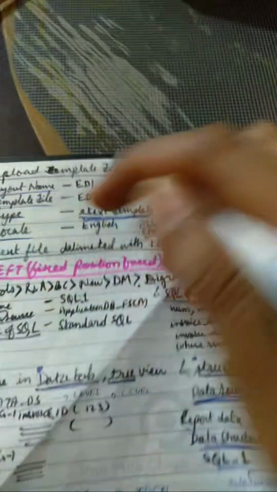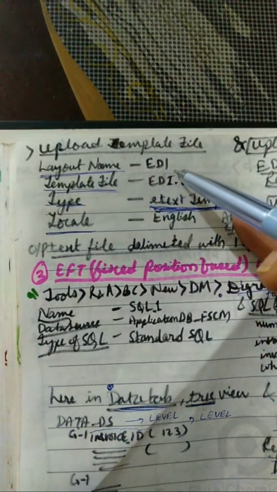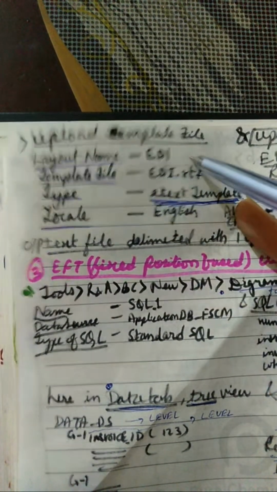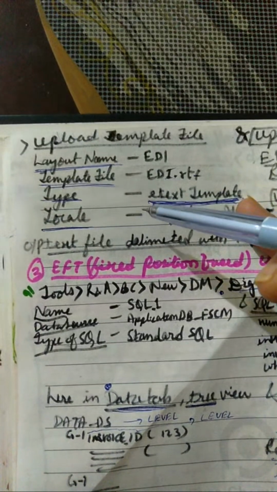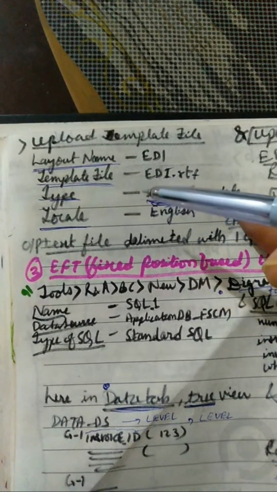So once you click on the upload option, there are 4 things that come up. First one is the layout name. I have given EDI.RTF. That's my layout name here. I'm just giving an example. You should start with whatever nomenclature rules you have for your particular client.